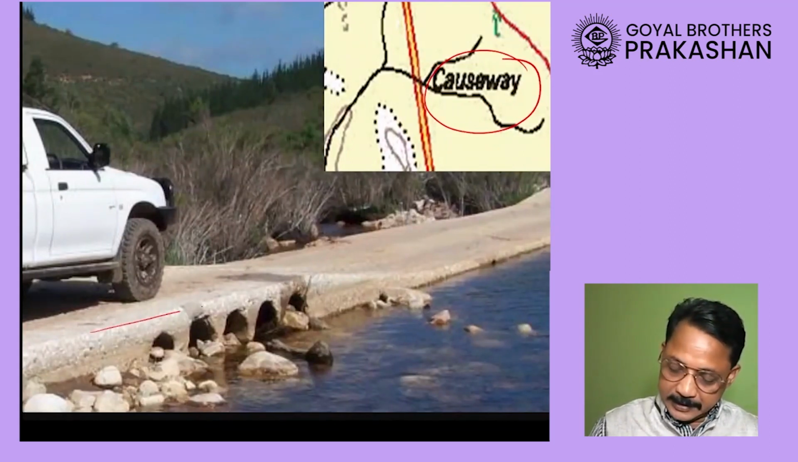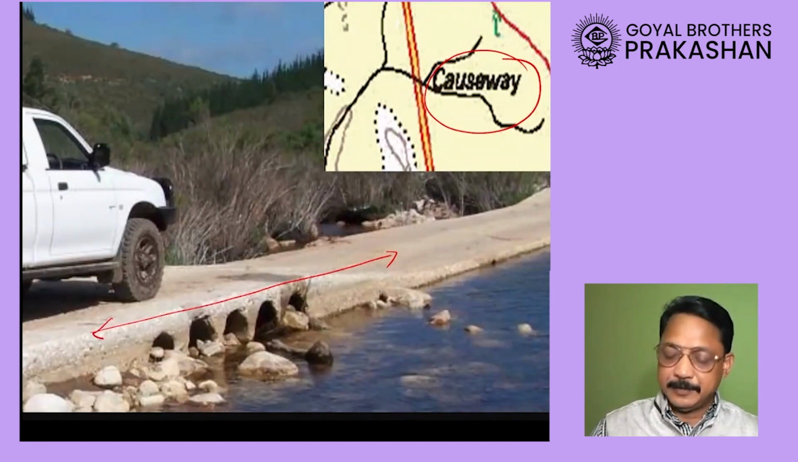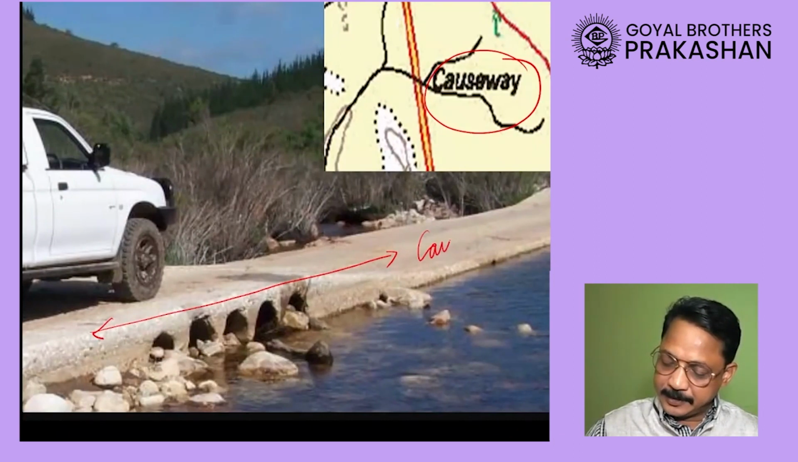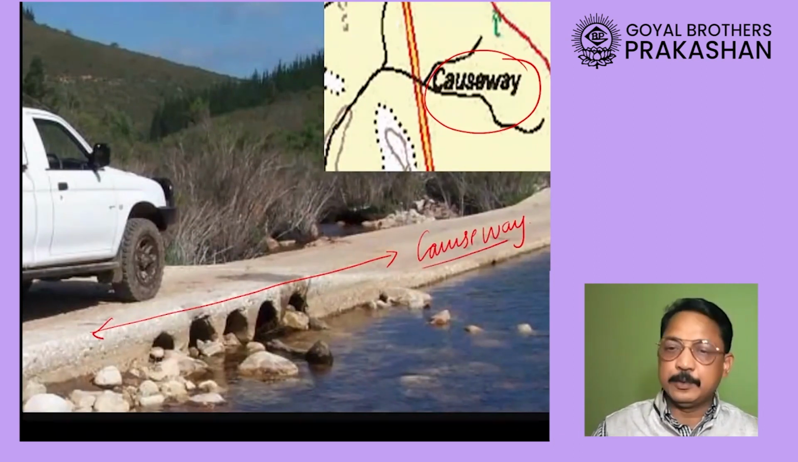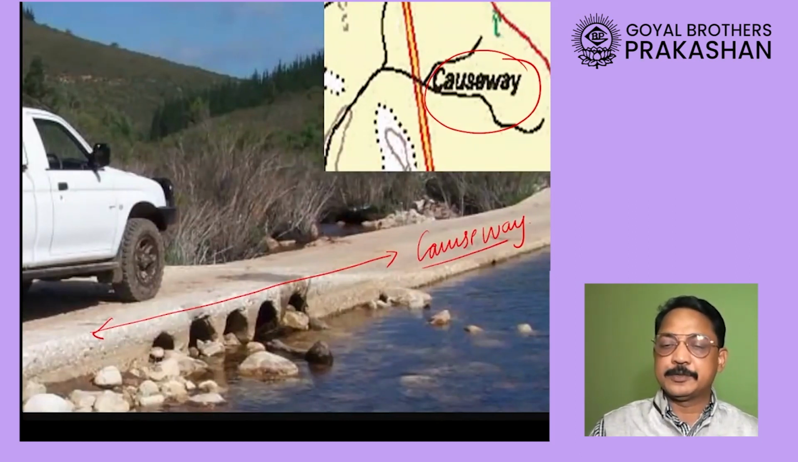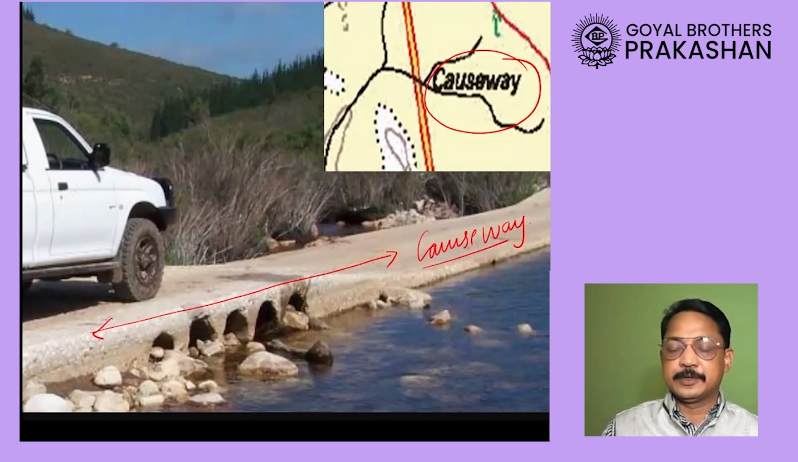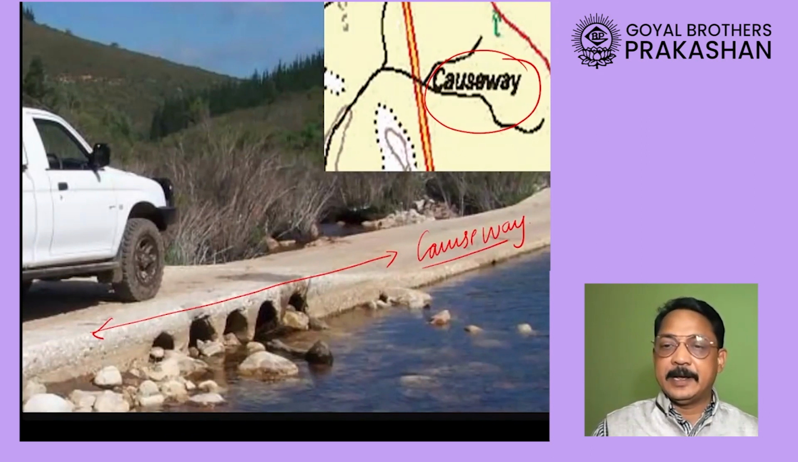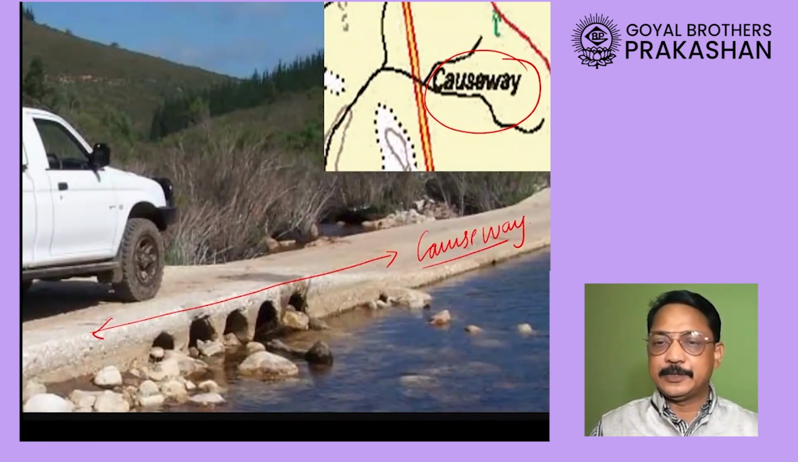So this road that is constructed here, student, is called a causeway. What is the definition of a causeway? It is a raised metalled road over a stream or a small river, which is constructed to cross this river or a small stream when they are flooded. So basically a causeway is a raised metalled road.